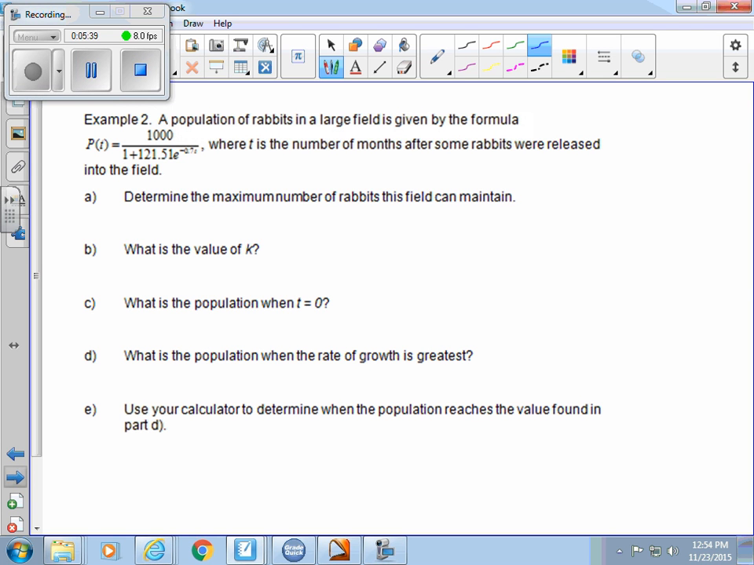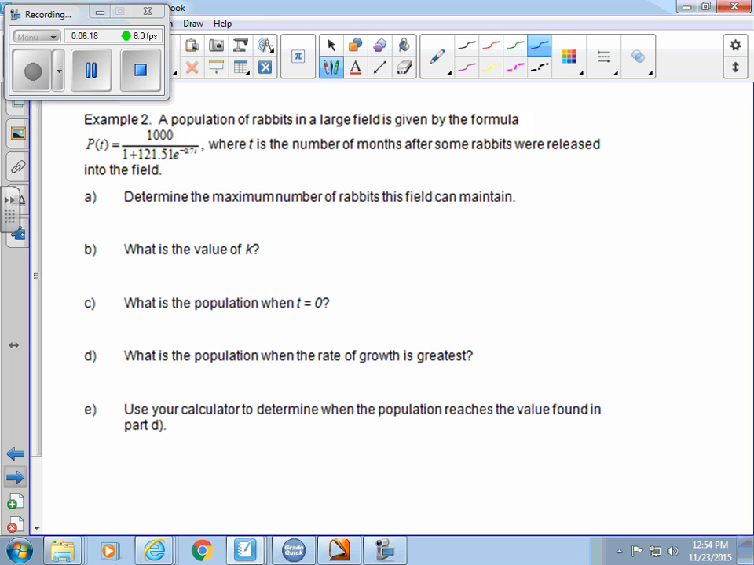Another very different question. So yesterday we did one where we had to do all of the hard, yucky work, and we'll do another one like that. But this one is not like that. It says a population of rabbits in a large field is given by this function. This is a logistic equation. It's not a differential equation. It's an algebra 2 equation. So it's yucky. It's a logistic equation. Determine the maximum number of rabbits this field can maintain.